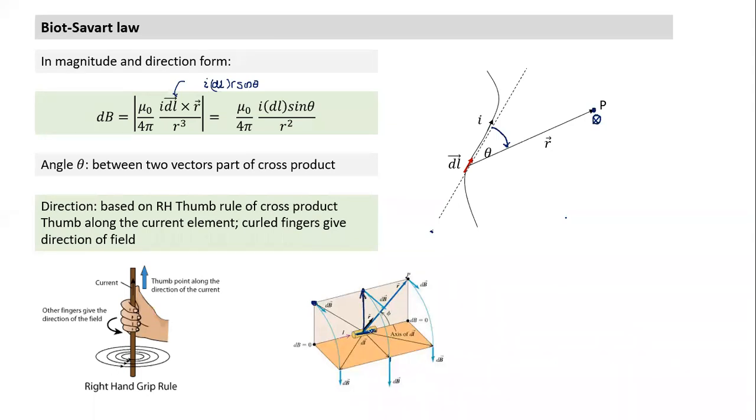Which is the plane containing these two vectors? This rectangular plane contains those two vectors. So the field will be perpendicular to this plane. Which direction will the field be? This is the direction of the field.